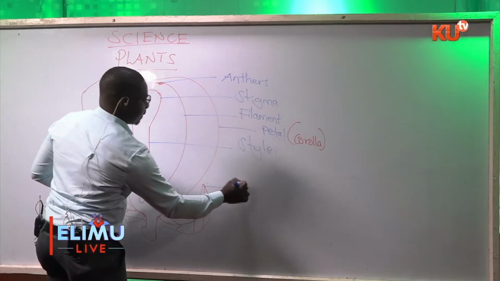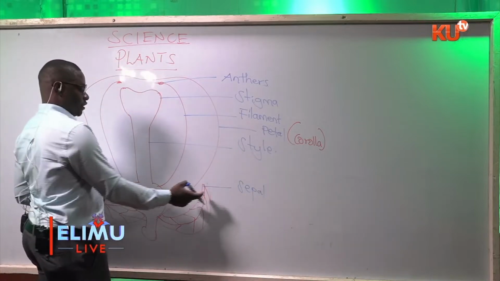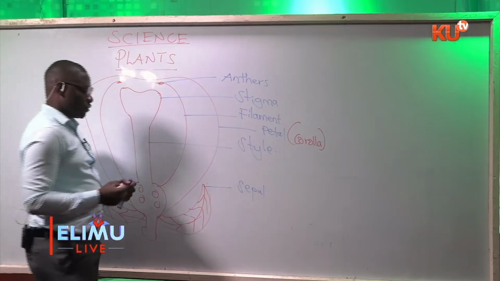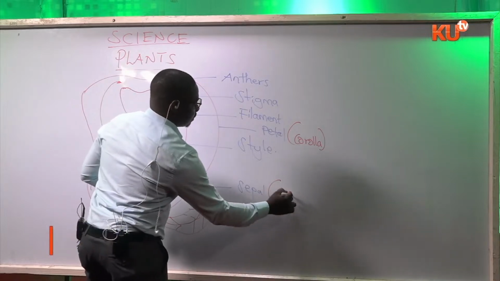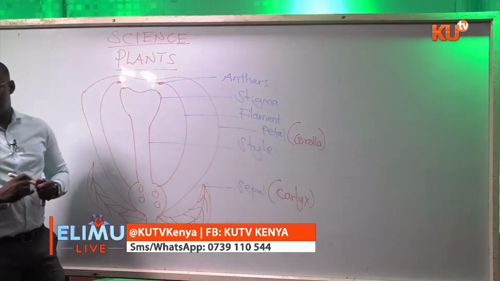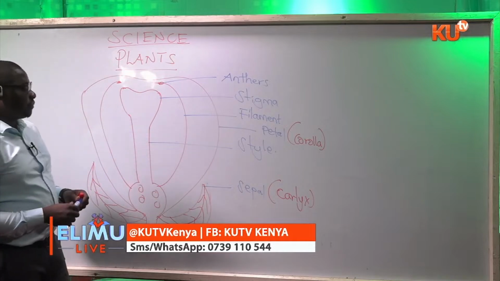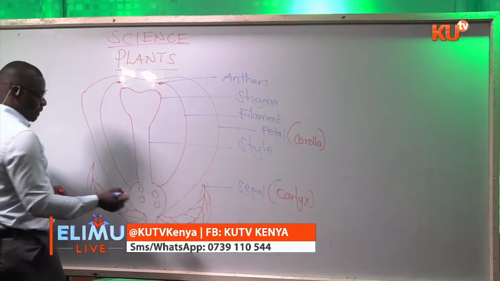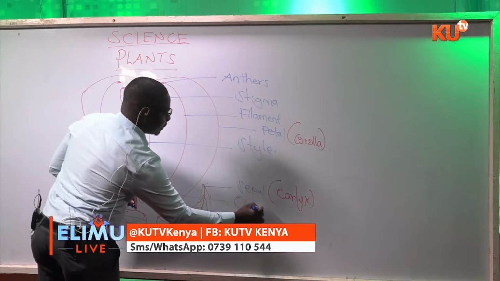We have the sepal. This one is petal, but this one is sepal. So the sepals collectively can be called calyx, or if you are likely to be asked by an examiner, for example, what is the other name of the sepal? That is the calyx. We have this part which is called the ovary.